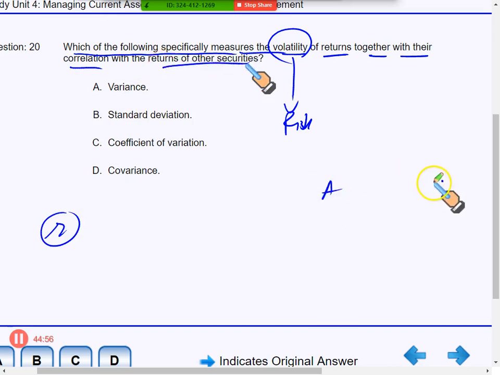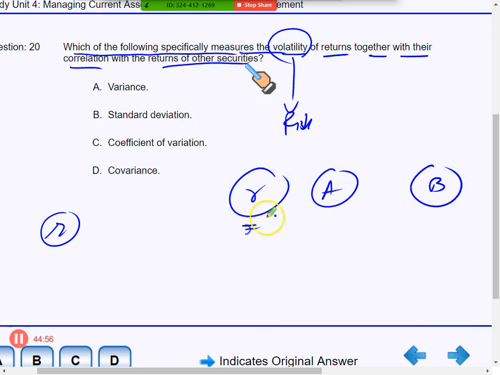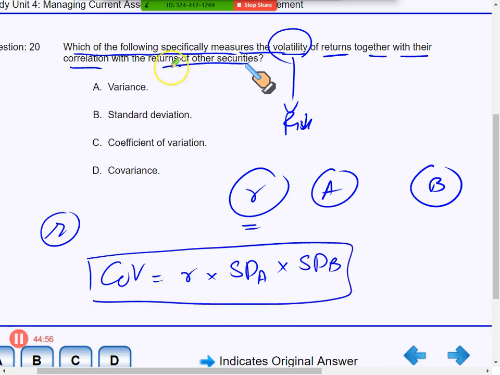So you have two securities. They might be positively correlated, negatively correlated, or uncorrelated. So which of these formulas determine the returns of these two assets combined, considering the coefficient of correlation between them? We've just done that. Covariance is equal to the coefficient of correlation multiplied by the standard deviation of returns of A, which is the volatility of returns of A, multiplied by the standard deviation of B, which is the volatility of returns of B. This is the formula for covariance. Read this formula and correlate it with the theory given.